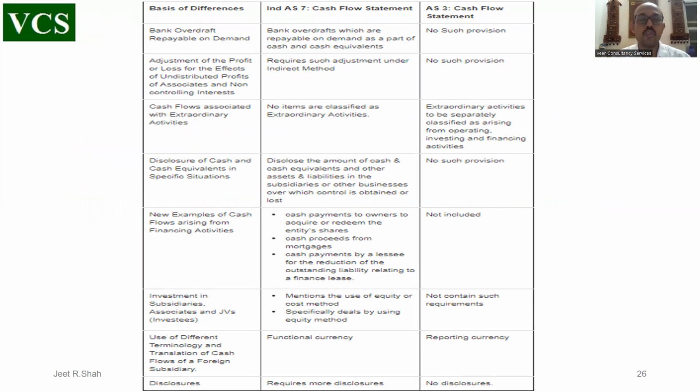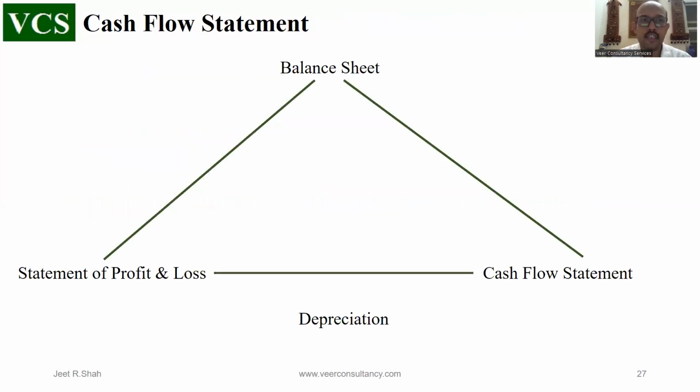I hope you remember this triangle. This part, like depreciation, plays a major role in the balance sheet, CFS, and statement of profit and loss. So the whole point is what? Remember that accounting statements cannot be read in silo. They have to be read as a total aggregate of all the statements. Thank you. I hope in this video you have learned something more about the cash flow statements. Thank you so much.